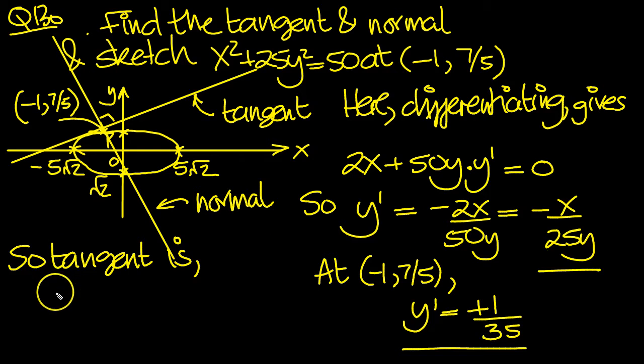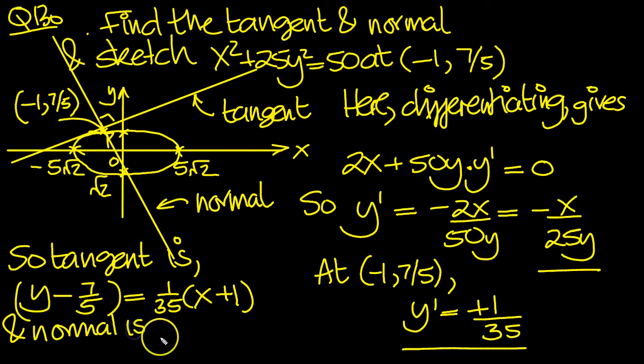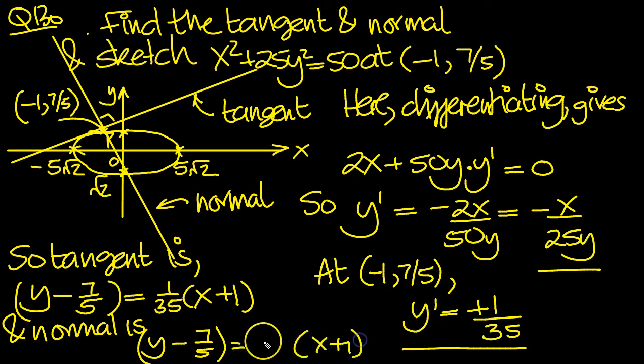5 7s is 35. So the tangent then is y minus the y value, which is 7/5, is equal to m, the gradient, 1 over 35, times x minus the x value at the point, which is minus 1. Double minus makes it a plus, so there's our tangent. And the equation of the normal, that would be y minus 7/5 again, and the x value would be x plus 1 again, but instead of that gradient we'll have minus 35. Very, very steep, which is what we've got.